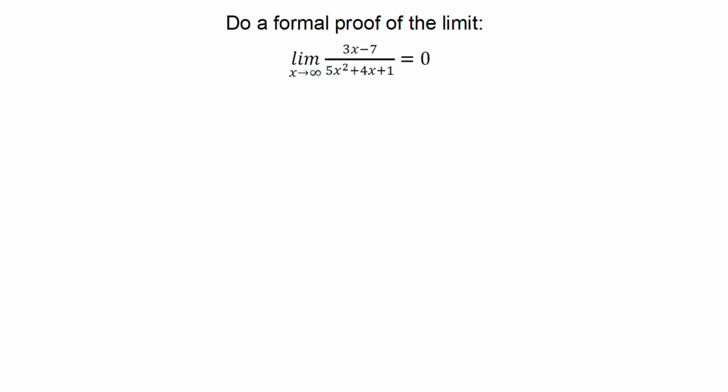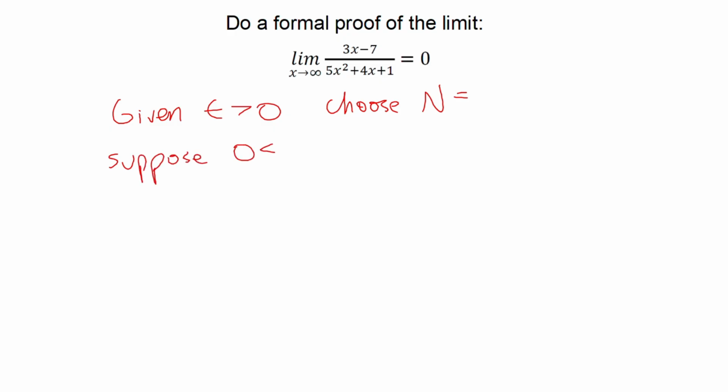All right, for our next one here, this is another N-Epsilon proof. So we're going to start with, given epsilon greater than 0, we're going to choose n equal to something. And we're supposing, since this is an n proof, that we're going towards infinity. So x is greater than n is greater than 0. Remember, anytime we're doing x approaches infinity, it's always x greater than n greater than 0.